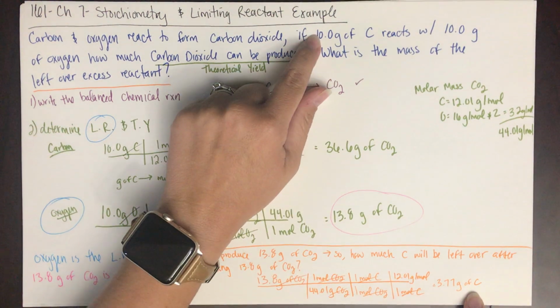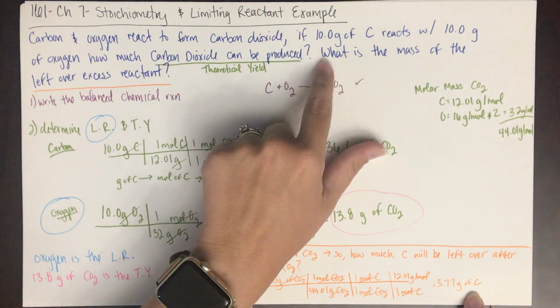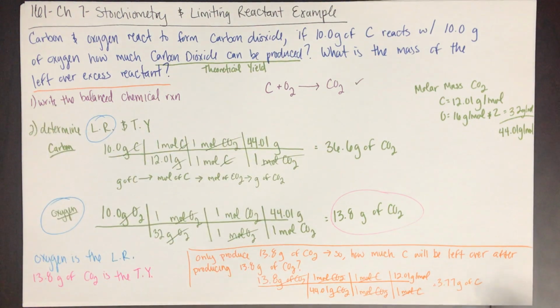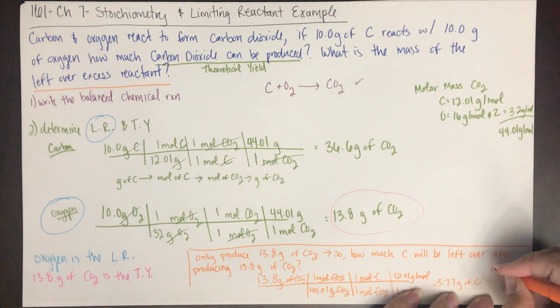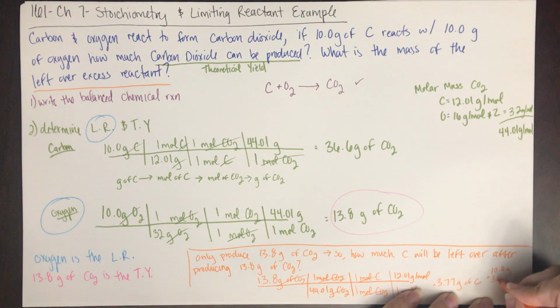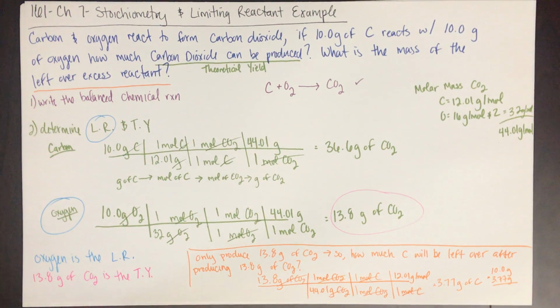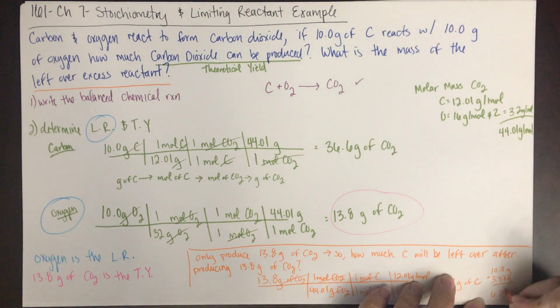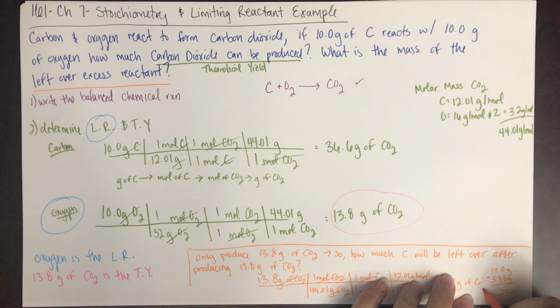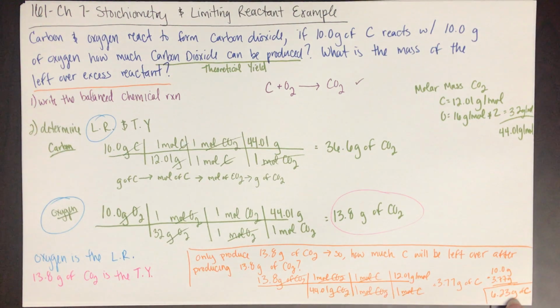Well, I'm starting with 10 grams of carbon, and the question says, what is the mass of excess carbon left over? So I'm going to say 10.0 grams of carbon minus 3.77 grams of carbon, and it's going to be about 6.23 grams left over of carbon. 6.23 grams of carbon is left over.